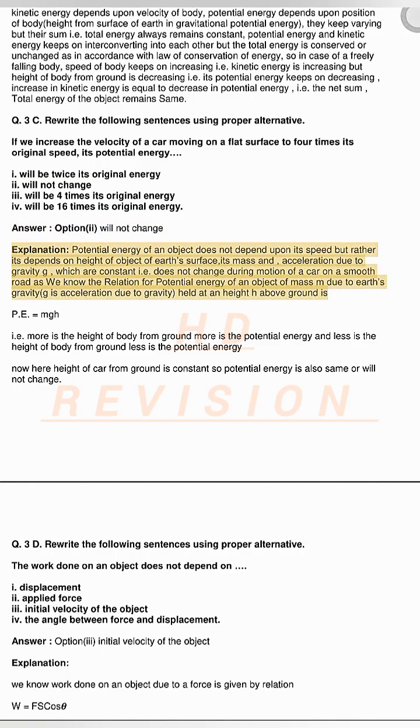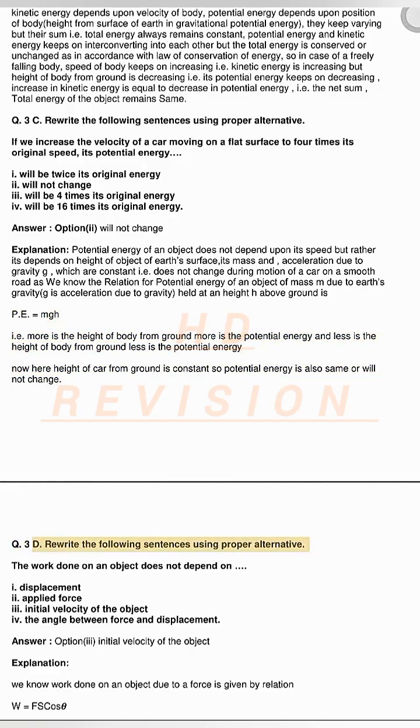Explanation. Potential energy of an object does not depend upon its speed, but rather it depends on the height of the object from Earth's surface, its mass and acceleration due to gravity g, which are constant, i.e. do not change during motion of a car on a smooth road. We know the relation for potential energy of an object of mass m due to Earth's gravity, where g is acceleration due to gravity, held at a height h above ground: PE equals mgh, i.e. more the height of the body from the ground, more the potential energy, and less the height, less the potential energy. Now here the height of the car from the ground is constant, so potential energy is also the same or will not change.